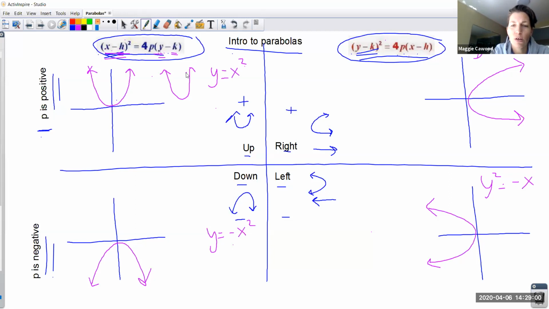It's going to, whoa, sorry. How do we make that small again? There we go. Is going to open down.